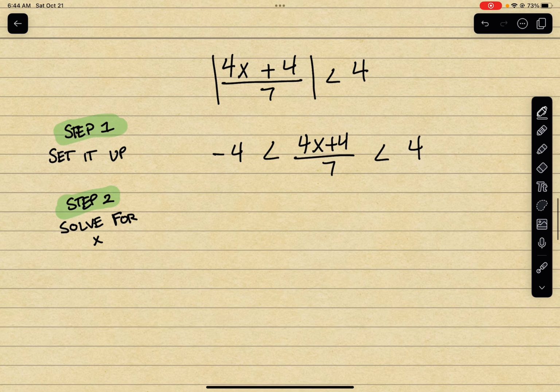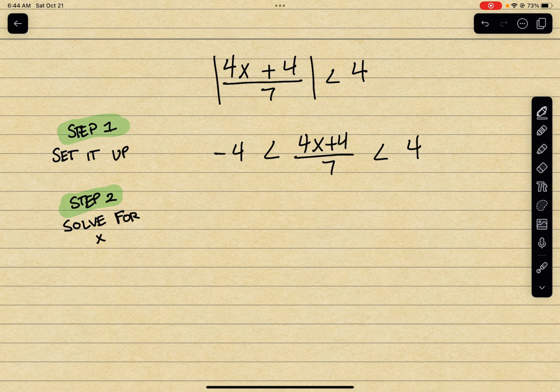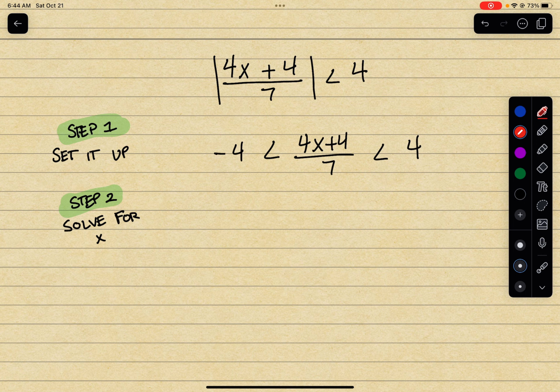And then step 2 is solve for x. So we always work outward in. And if we have a fraction, we always have to get rid of the fraction first before I can touch the top. This is everything being divided by 7. So if everything is being divided by 7, I want to multiply everything times 7, because that's the opposite of it. But what I do to one side, I have to do to the other side.